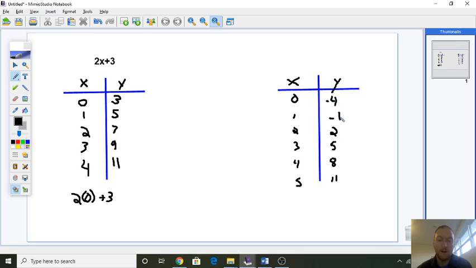So -4 to -1, that's an increase of 3. -1 to 2, that's an increase of 3. 2 to 5, that's an increase of 3. 5 to 8, an increase of 3. 8 to 11, an increase of 3. So right away, there's our coefficient. The coefficient is 3. So it's going to be 3 times x.